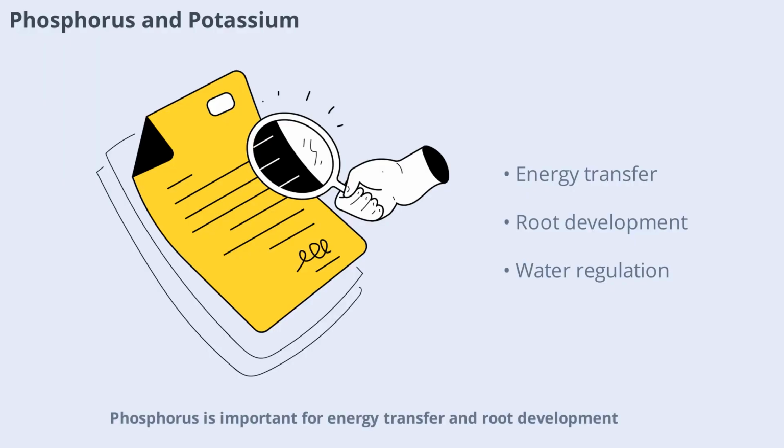Phosphorus is important for energy transfer and root development, while potassium regulates water balance and enzyme activity. Both are essential for healthy plant growth and reproduction. Deficiencies in these nutrients can lead to weak roots, poor flowering, and reduced resistance to disease.